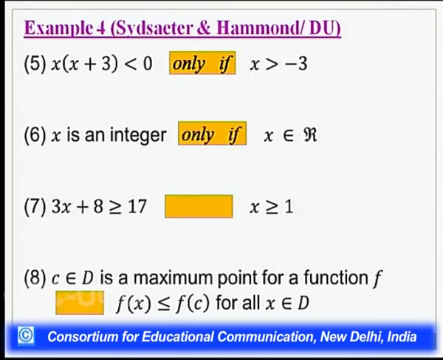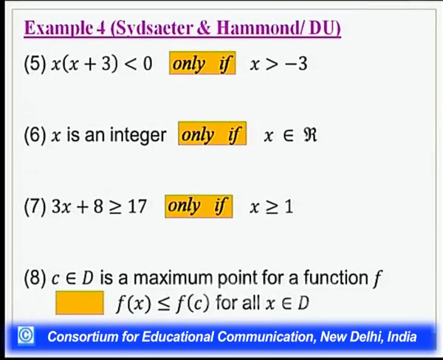The seventh example here says that 3x plus 8 is greater than or equal to 17, which is to say x is greater than or equal to 3, and that is actually a smaller set as compared to x greater than or equal to 1. So the left hand side condition is sufficient to say that x is greater than or equal to 1, which is to say that we will enter only if.